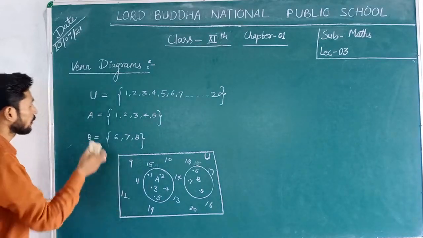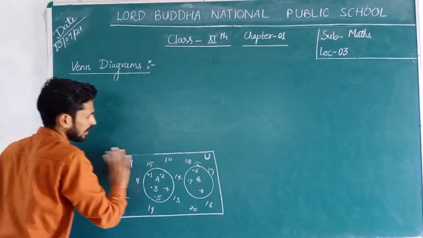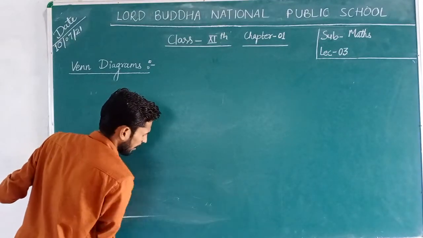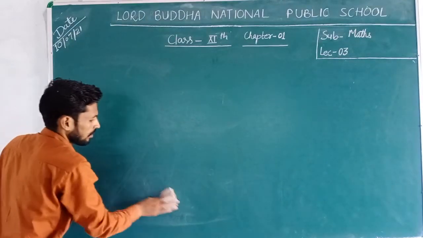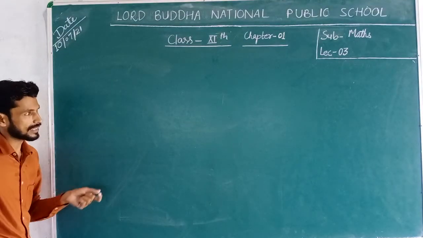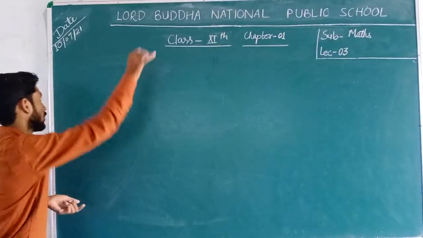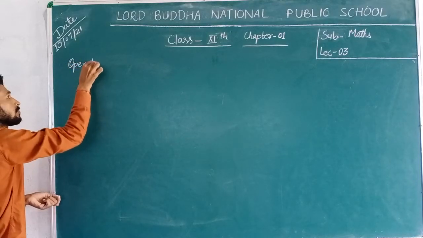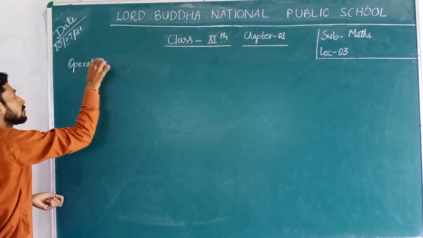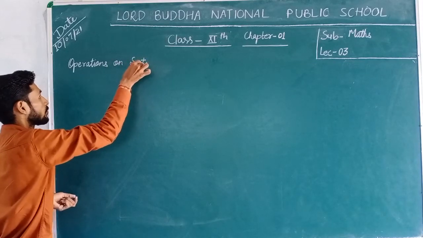So the next point is operations on sets. Actually ये अभी Venn diagram हम लोग फिर से डिस्कस करेंगे, but after the discussion of operations on sets.